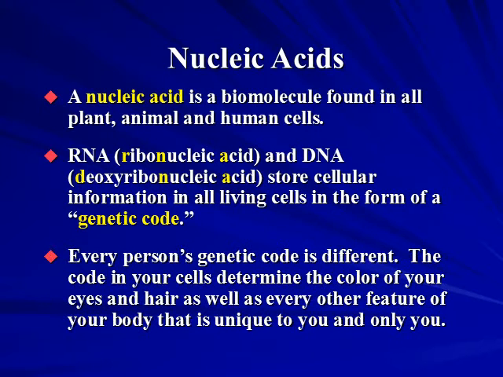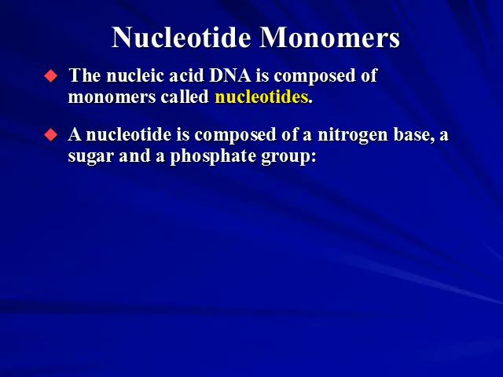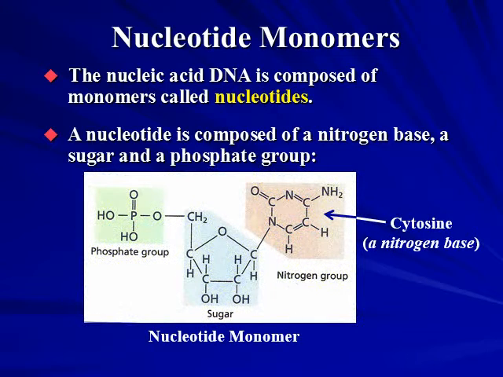Every person's genetic code is different. The code in your cells determines the color of your eyes and hair, as well as every other feature of your body that is unique to you and only you. The nucleic acid, DNA, is composed of monomers called nucleotides. A nucleotide is composed of a nitrogen base, a sugar, and a phosphate group, as shown in the structural formula below. Cytosine is one of the 4 nitrogen bases used to form DNA.